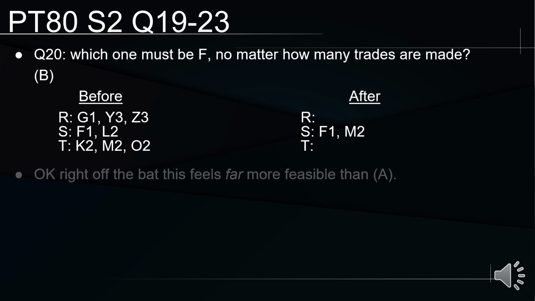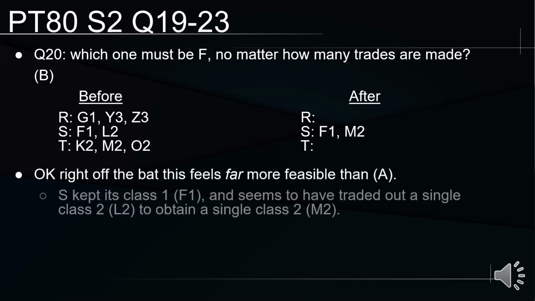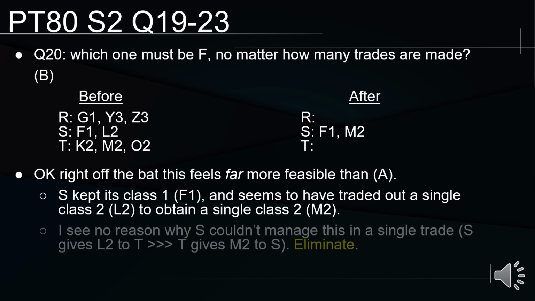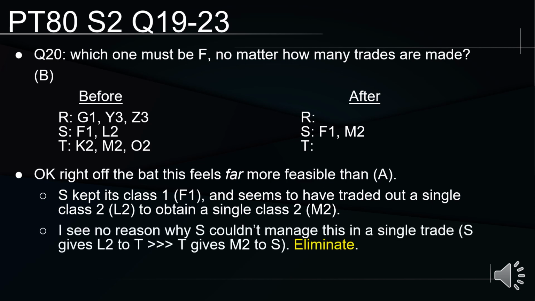This seems immediately more feasible right off the bat. S kept its class 1 building, F, and seems to have traded out a single class 2, L, to obtain another single class 2, M. So I see no reason why T couldn't manage this even in a single trade. S gives L to T, and T gives M to S. So I'm going to eliminate this one. This definitely seems possible, if within just one trade. So hopefully this is a sign of things to come, positive results.